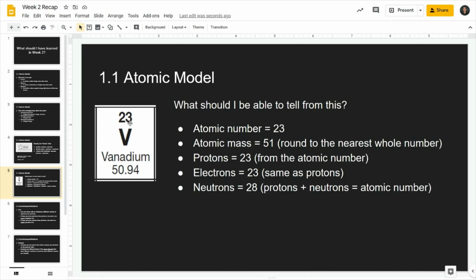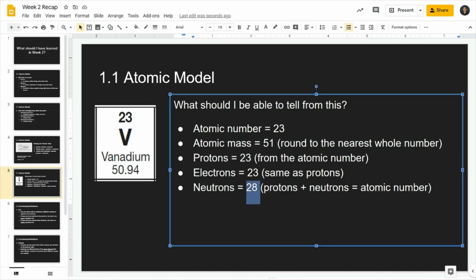So, another example, vanadium, atomic number 23, atomic mass of 51 because I round up. So what can I get from those two numbers? Well, I can get the protons are 23 because the atomic number is the number of protons. If protons and electrons are the same, then electrons are also 23. And then what plus 23 equals 51 to get the number of neutrons? Well, that would be 28. Again, if I add protons and neutrons together, that gives me the atomic mass.